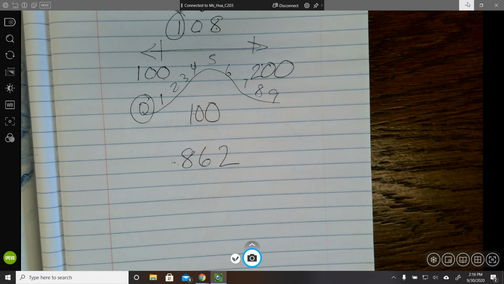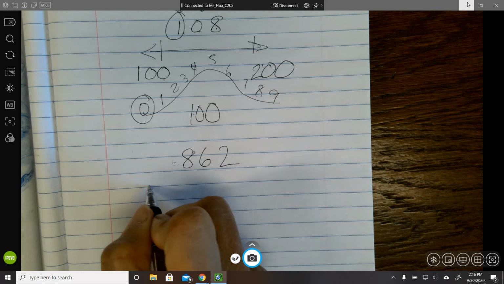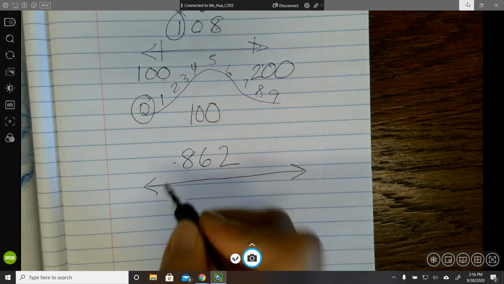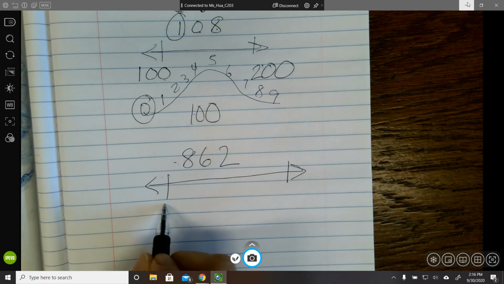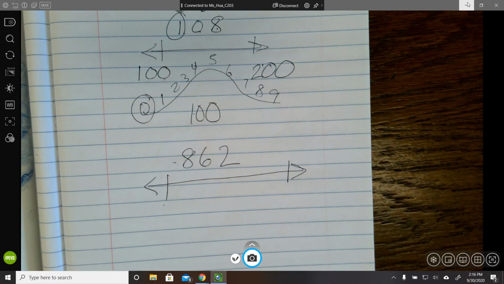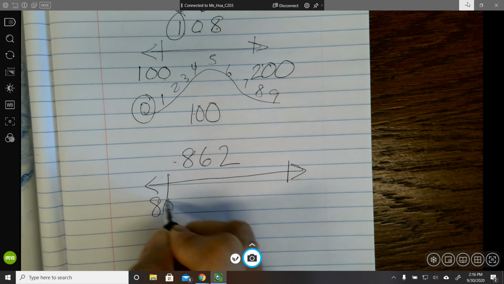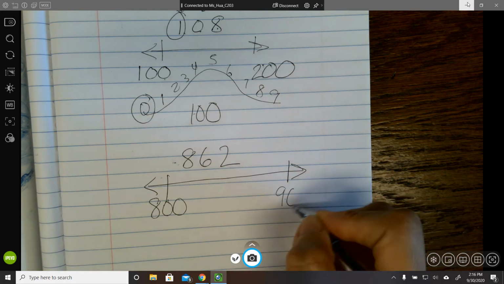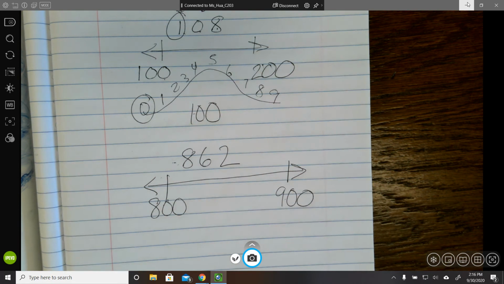Yes. Did you get it? Yeah. Okay, so tell me, I'm going to put my number line over here and I'm rounding it to the nearest 100. Okay? What should be on the left side? Woo! Look at you guys. What's on the right side? Go. That's right.